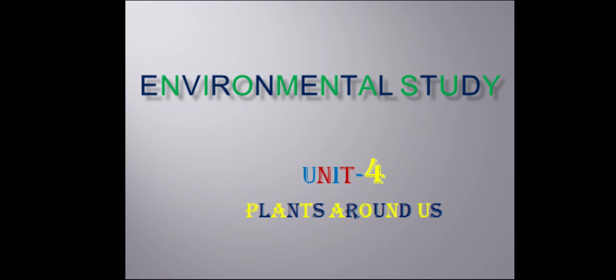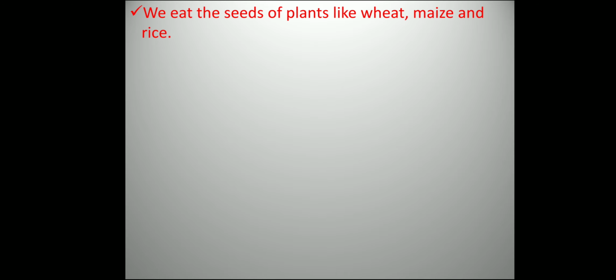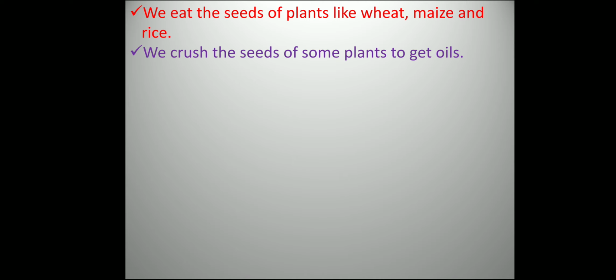Today we are going to start our unit number 4, Plants Around Us, part number 2. We eat the seeds of plants like wheat, maize and rice. We crush the seeds of some plants to get oils.